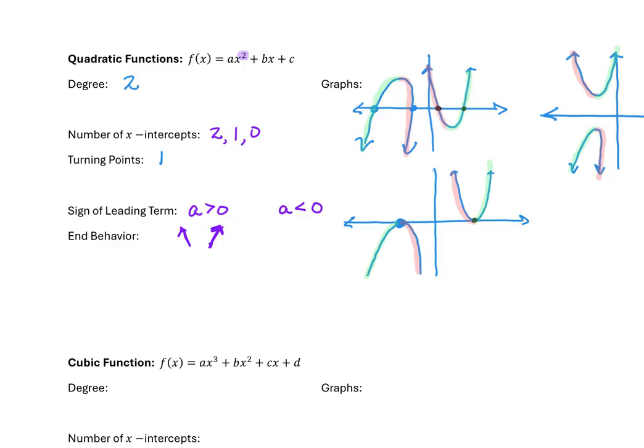If A is negative, then we have the other graphs. We have that it opens down. And if it opens down, we have down and to the left, down and to the right.